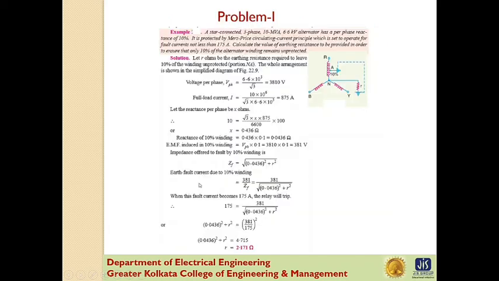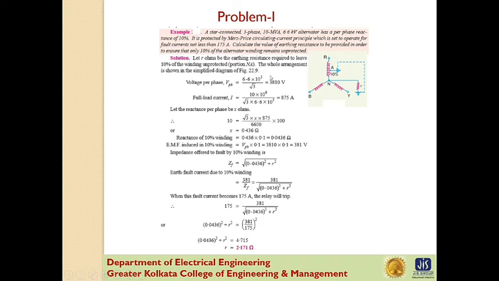Next is a numerical problem. A star-connected 3-phase 10 MVA 6.6 kV alternator has a per-phase reactance of 10%. It is protected by Merz-Price circulating current principle, which is said to operate for fault current not less than 175 ampere. Calculate the value of earthing resistance to be provided in order to ensure that only 10% of the alternator winding remains unprotected. Now let R ohm be the earthing resistance required to leave 10% of the winding unprotected.